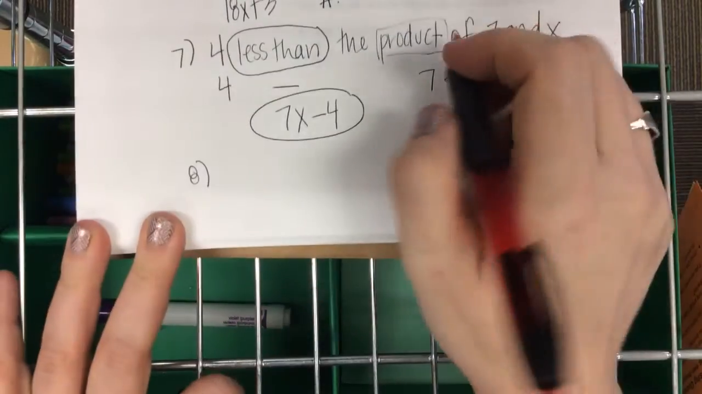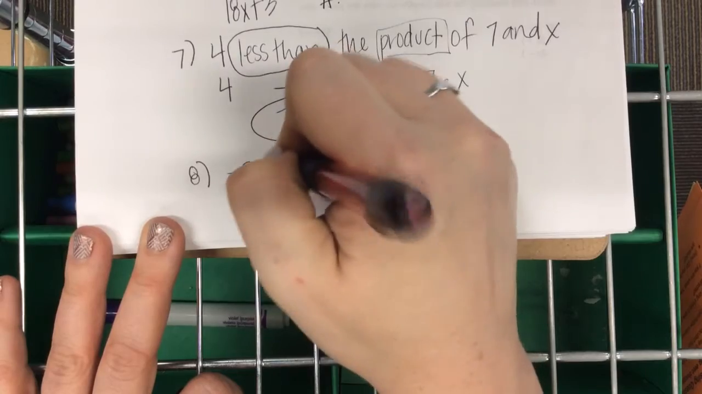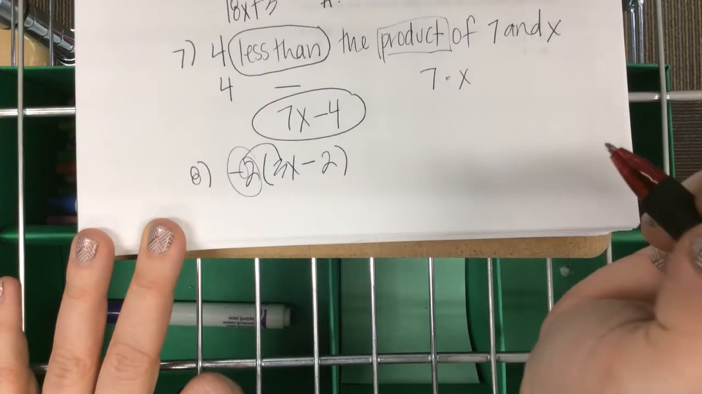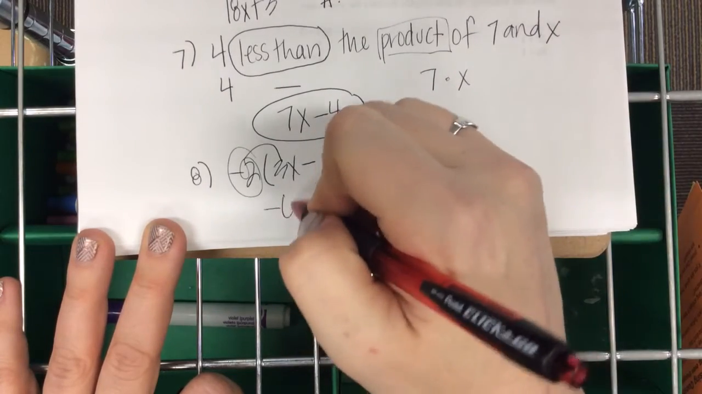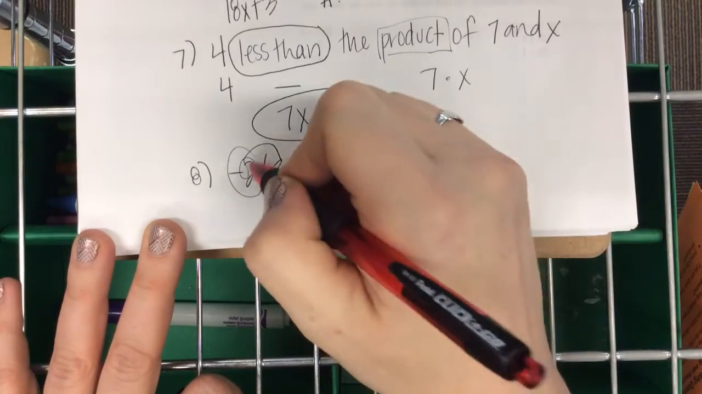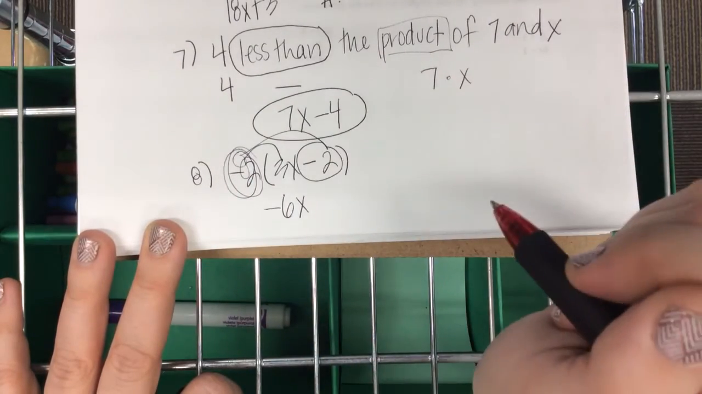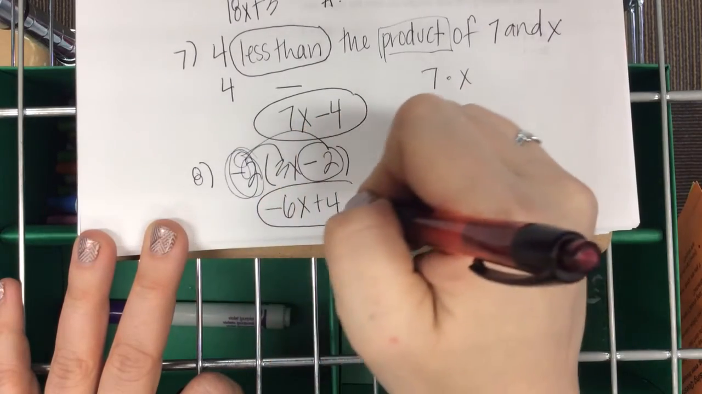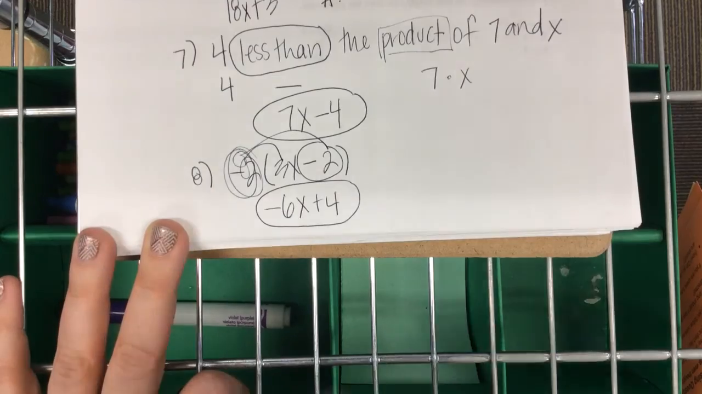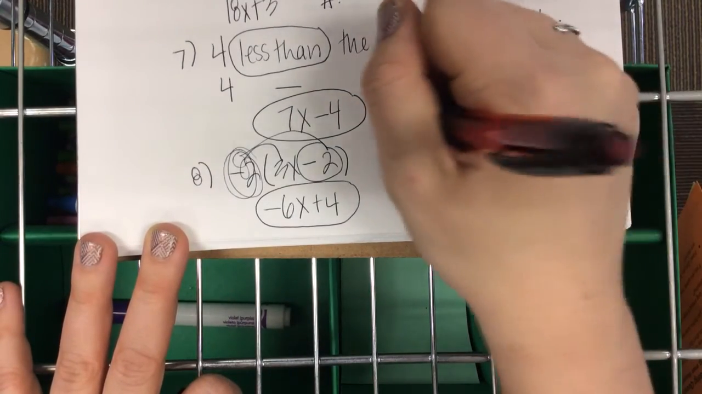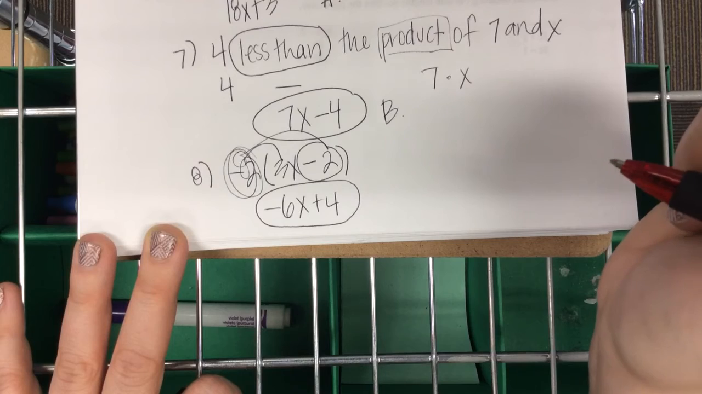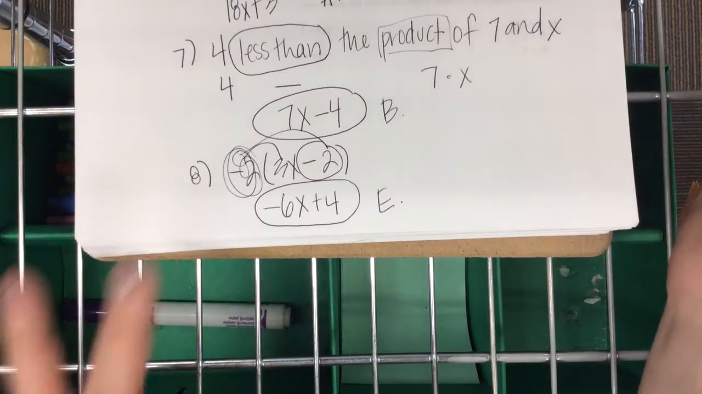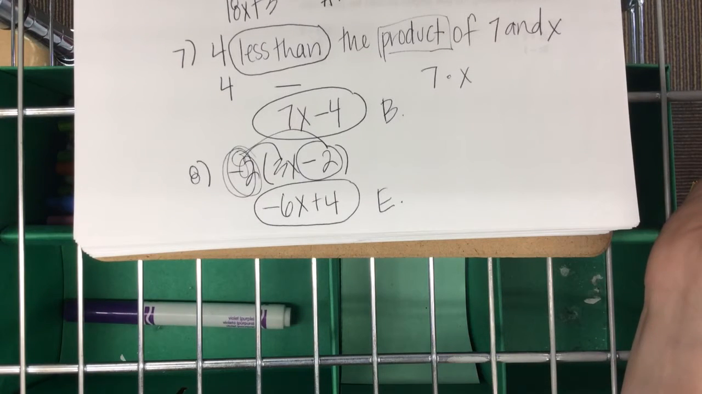Number 8. Negative 2 times 3x minus 2. Negative 2 times 3x is negative 6x. Negative 2 times negative 2 is positive 4. Oh, we forgot to write our letters. This one was B. And what was this one? E.